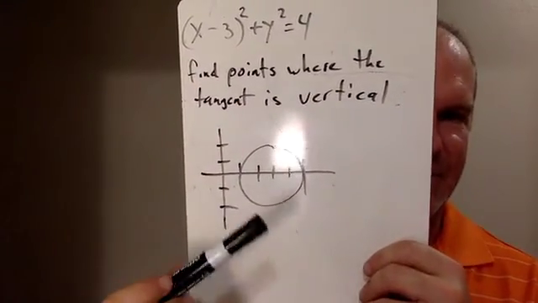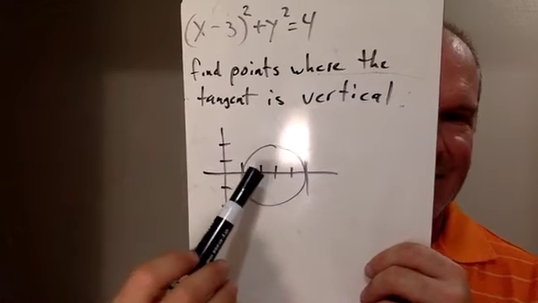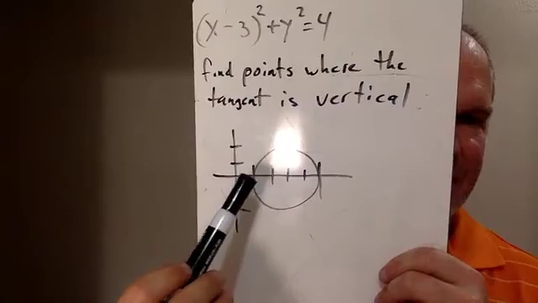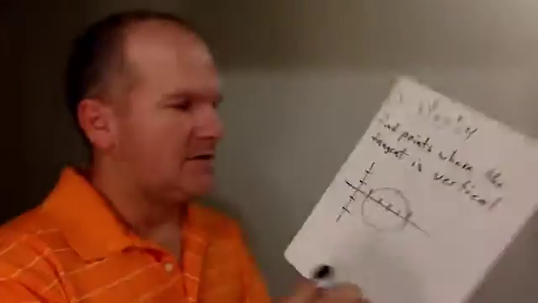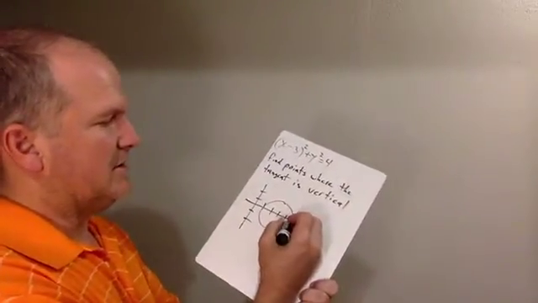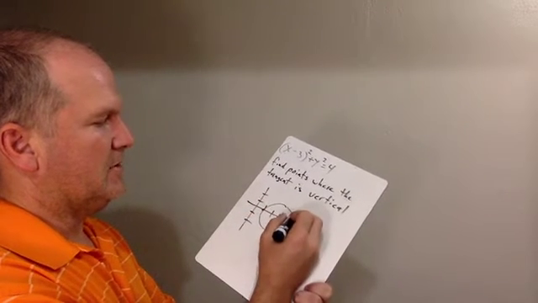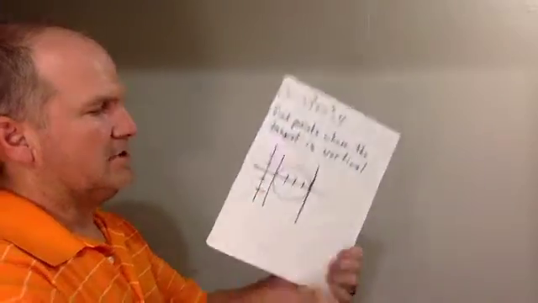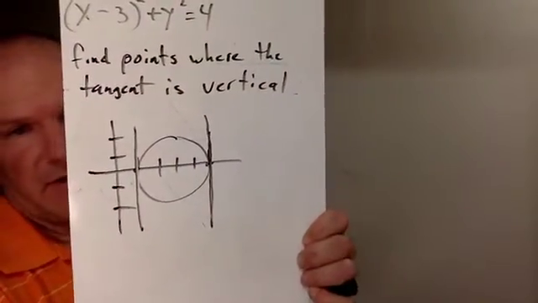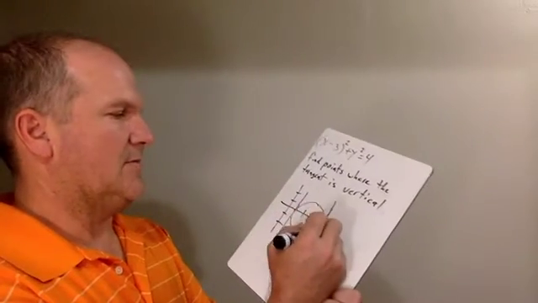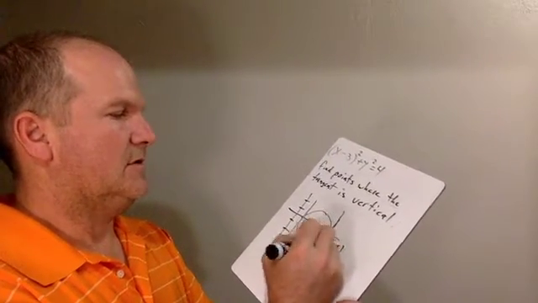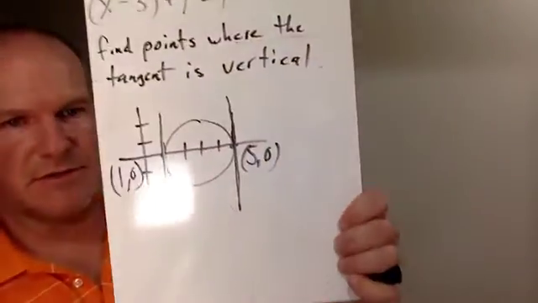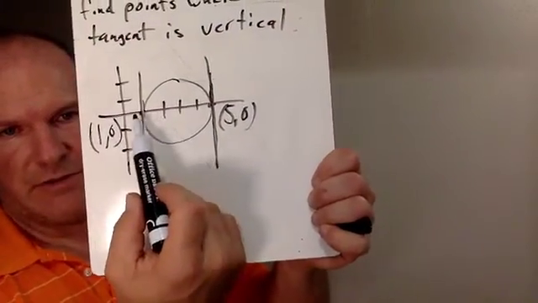Now, vertical means that it's going to have to be touching the circle at the very far right edge and the very far left edge of the circle, which on your graphing calculator is real easy to see. It's that point and this point. Those are going to be lines that are perfectly straight up and down, tangent to the circle at the far right and left edges of the circle, and they just happen to be at the points 5, 0, and 1, 0. I don't really have room to write it any closer to the point, but that's 1, 0, and that's 5, 0.